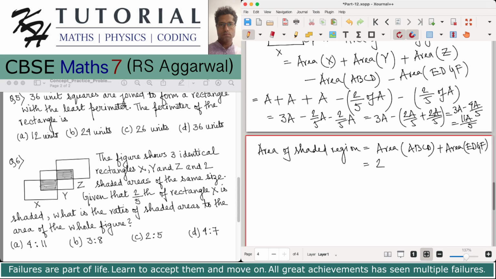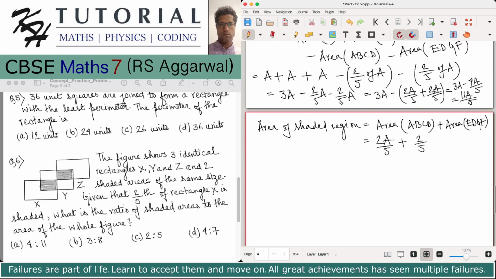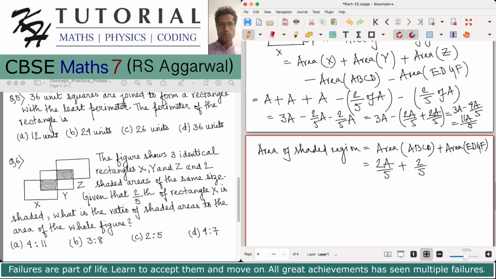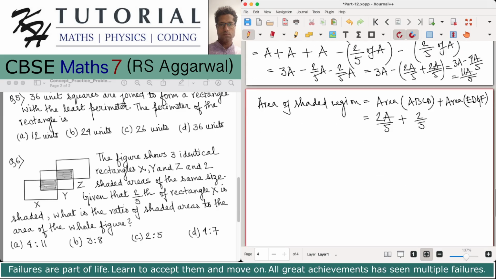This we just did: 2A/5 plus 2A/5. The area of each shaded region is given in the problem as 2/5 of the rectangle X, and we have assumed that A is the area of each of the three identical rectangles. So we have this, which is 4A/5. So 4A/5 is the area of the shaded regions.